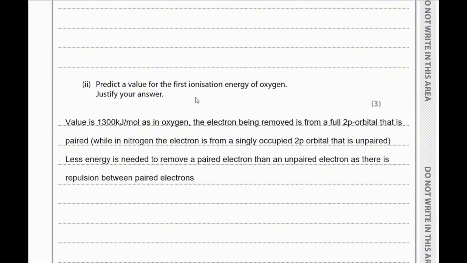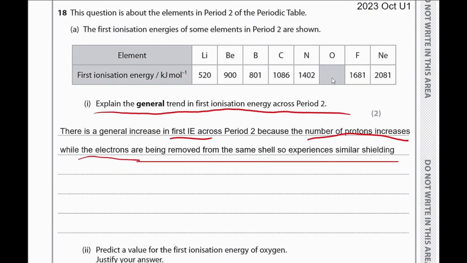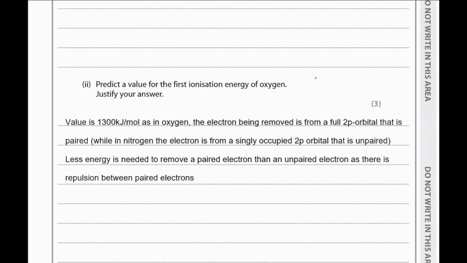Now, predict a value for the ionization energy of oxygen and justify your answer. This is very nice. According to the general trend, it is supposed to have an ionization energy greater than nitrogen, but it's not. It's going to have something like 1300, way less than nitrogen's 1402. This is because the electron is removed from a 2p orbital that is paired, while in nitrogen the electron is from a singly occupied orbital that is unpaired.